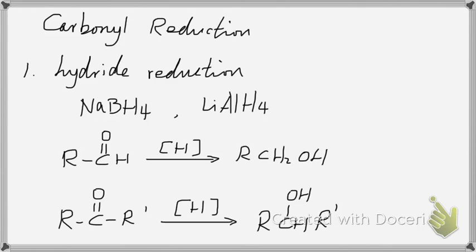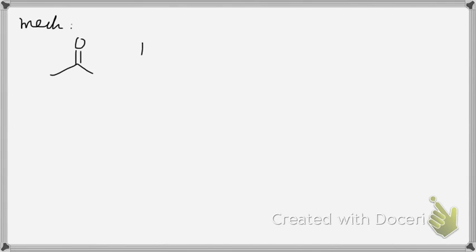The difference between sodium borohydride and lithium aluminum hydride is that lithium aluminum hydride is more reactive. So lithium aluminum hydride can reduce not only aldehydes and ketones, but also carboxylic acid derivatives. Sodium borohydride can only reduce ketones and aldehydes, not carboxylic acid derivatives. All right.